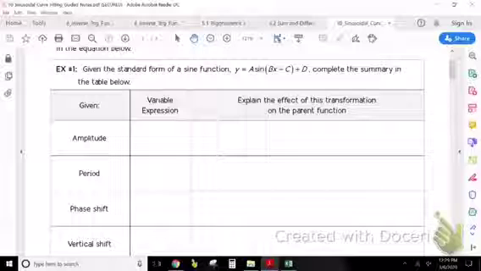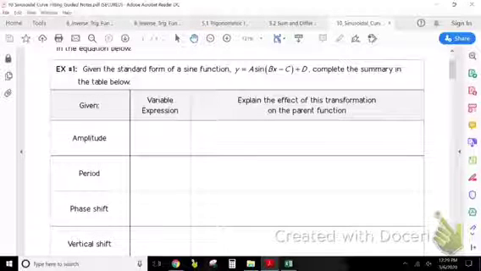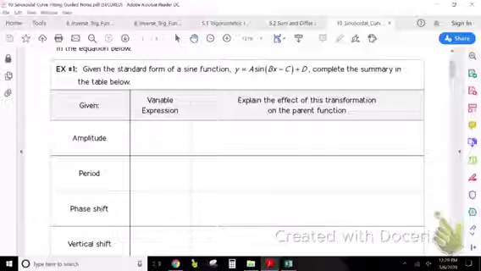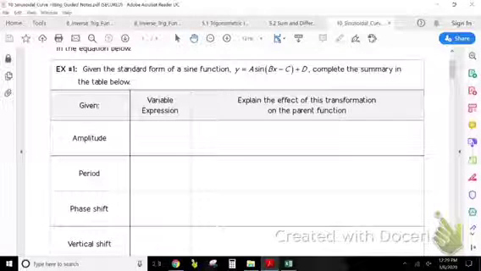All right, so 4.10, we're talking about applications in sinusoidal curve fitting. What do we mean by sinusoidal? It means it's going to have that sine curve looking shape, but it doesn't mean it's just sine. It could also be cosine, okay? So it's just meaning it's got the shape of sine and cosine, so they call it sinusoidal.